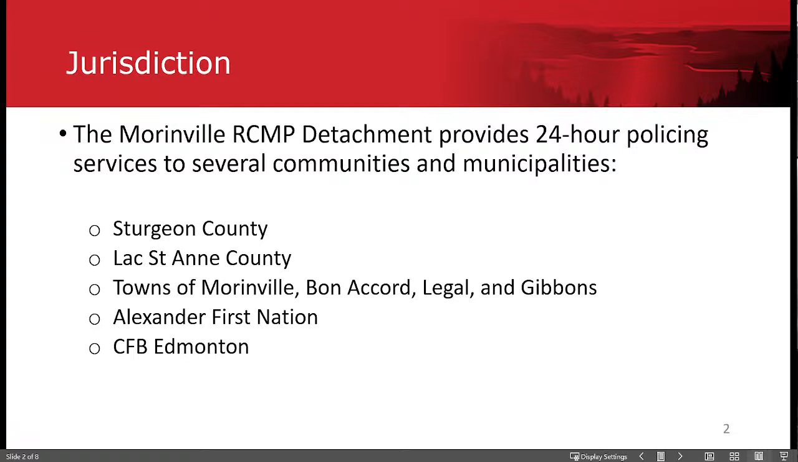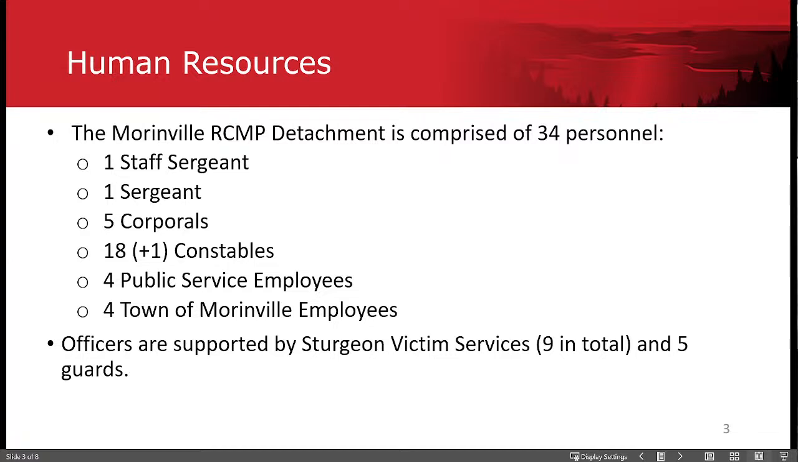In our jurisdiction, the Morinville RCMP detachment provides, as you know, 24-hour policing service to several communities and municipalities: the town of Gibbons, Lac Ste. Anne, the town of Morinville, Bon Accord, Alexander First Nation, and CFB Edmonton. Next slide. The human resources at Morinville detachment comprise 34 personnel: one staff sergeant, one sergeant, five corporals, 18 plus one constables, four public servant employees, and four town of Morinville employees.